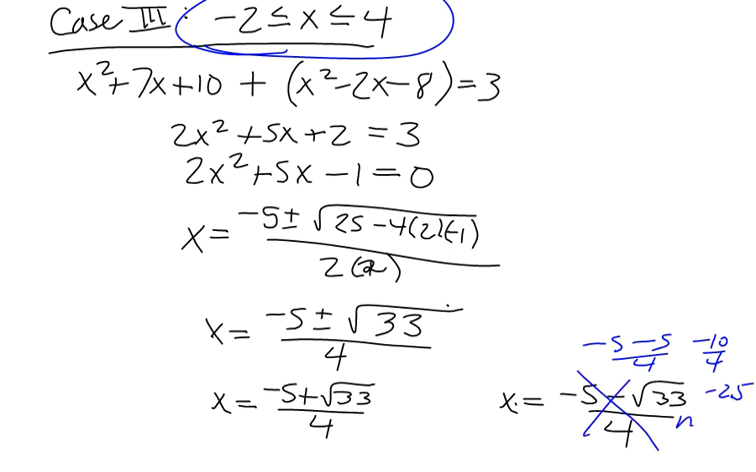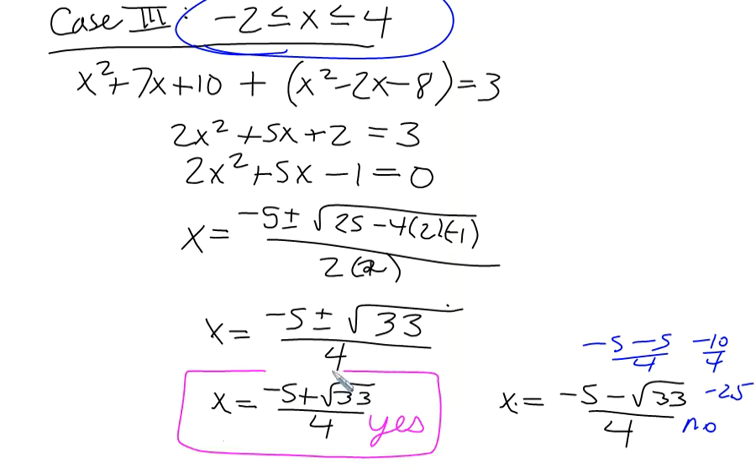Of course, on a test or a quiz, make sure that I'm able to read what the answer was. On the other hand, over here, this one is going to work. Negative 5 plus 5, it's going to be close to 0, which is certainly between negative 2 and positive 4. So negative 5 plus radical 33 all over 4 is certainly one answer.